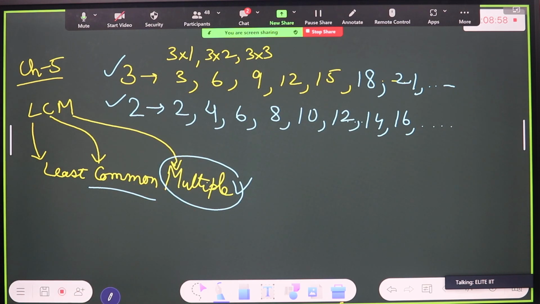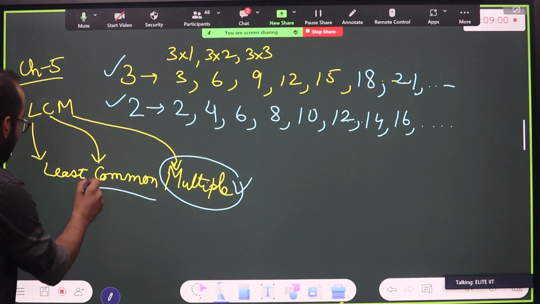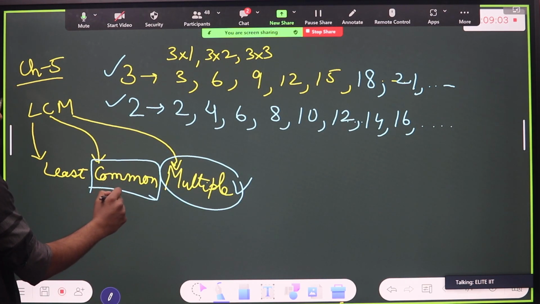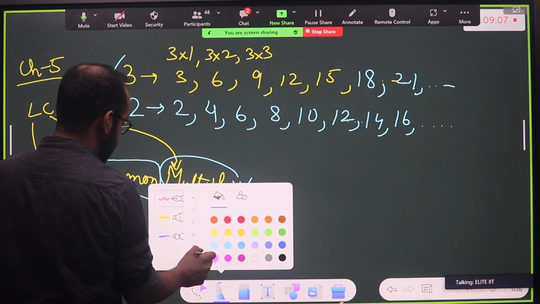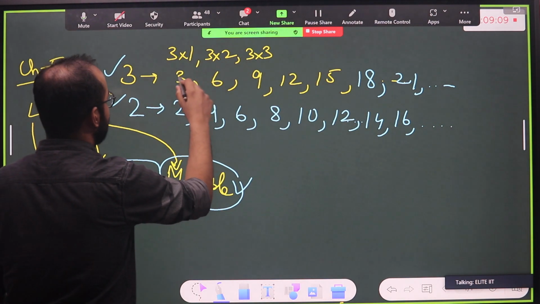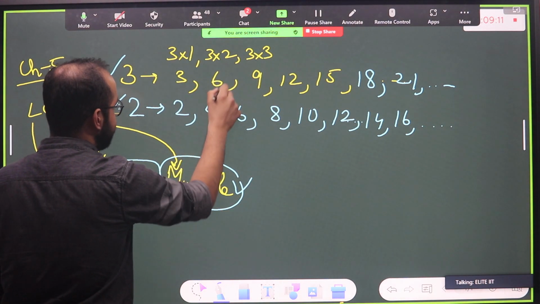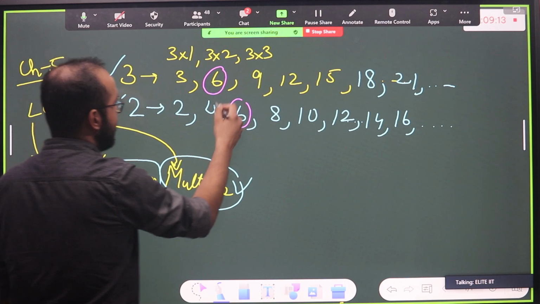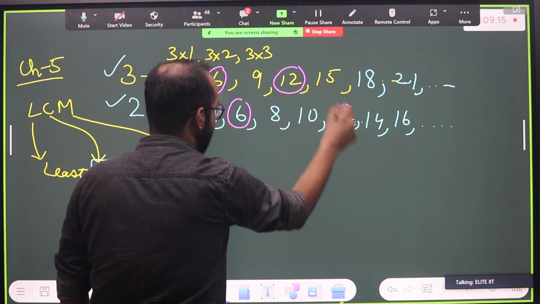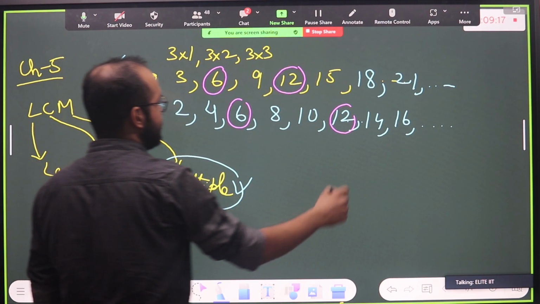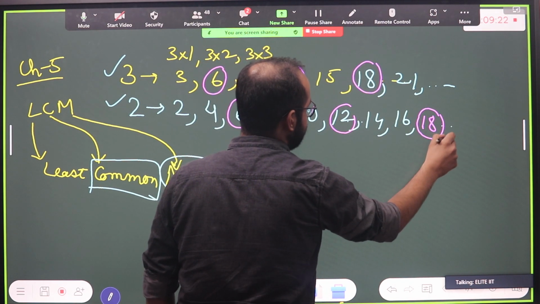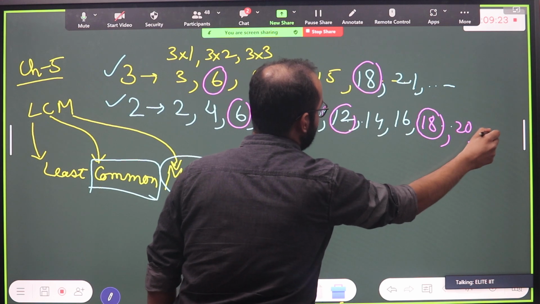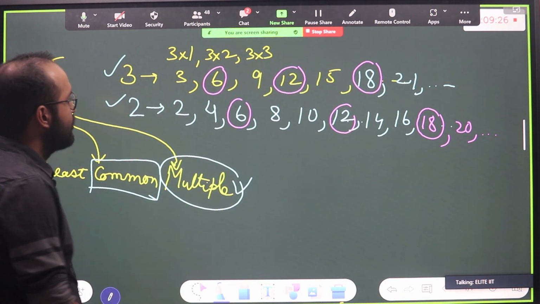Now we will find what are the common multiples between them. 6 is common. After that, 12 is common, isn't it? Then you will find 18 is common here. So these are your common multiples.